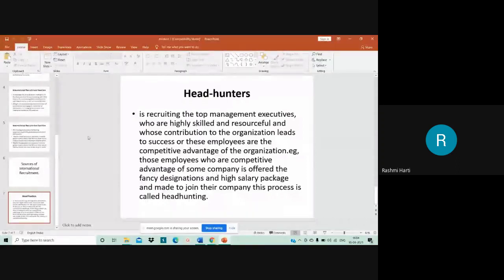For example, those employees who are a competitive advantage of some company are offered a fancy designation and a high salary package, and made to join their company. This process is called headhunting. Headhunting can be done via ads, via job portals, via referrals, etc. There are three types: direct, indirect, and third party recruitment.